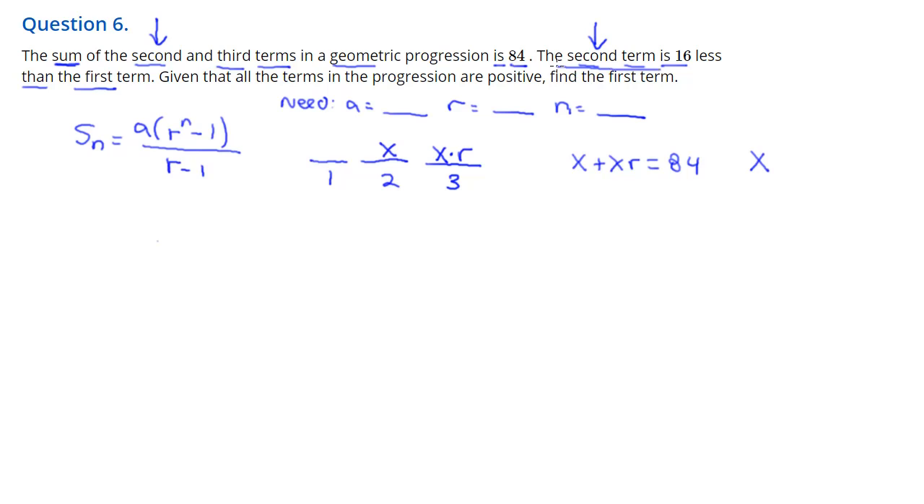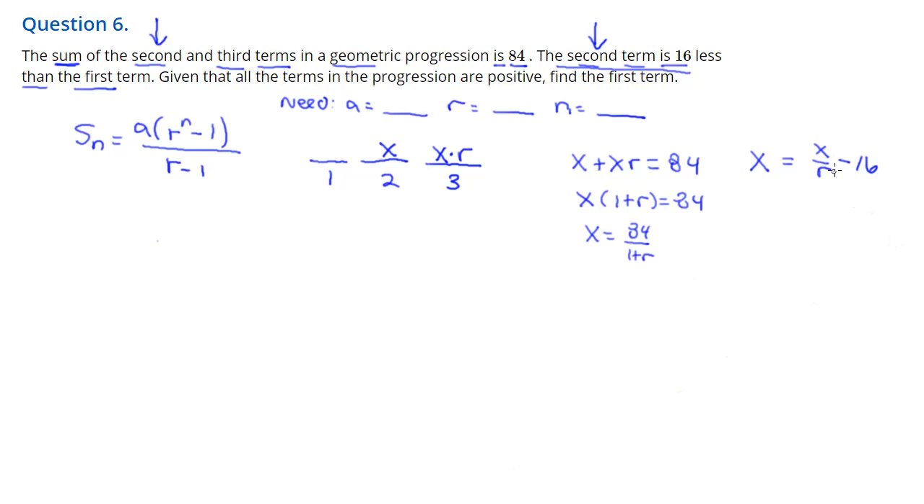So let's take a look at the second term. The second term, which we're calling X, equals 16 less than the first term. Well, the first term is just X divided by R, so I can write it like this. So let's try getting X by itself, because that's what we've got to find, the second term, I think. And when I do, I can factor out the X, and it looks like this. X is equal to 84 over 1 plus R.